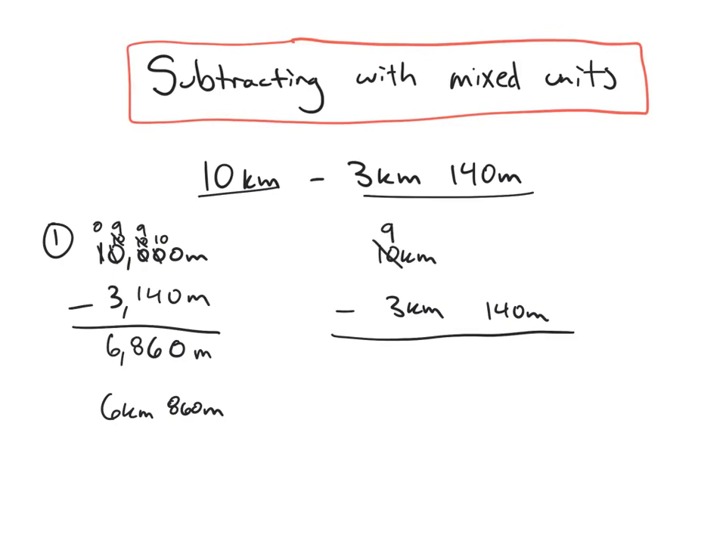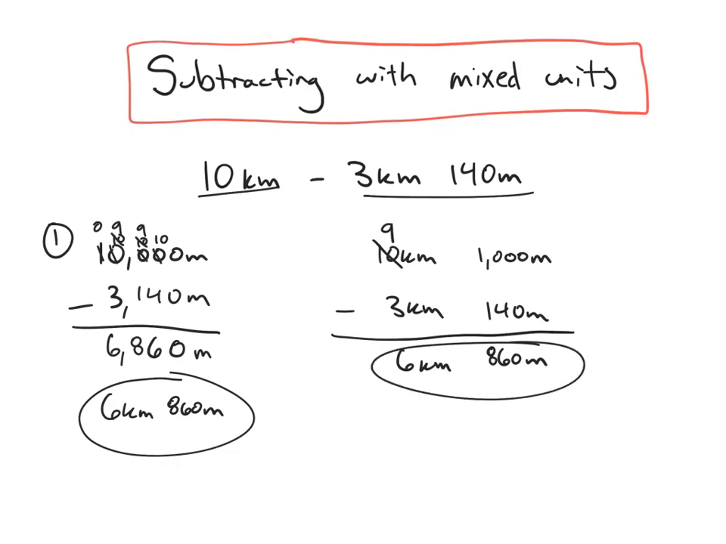So there's 9, and one of those kilometers is the same as 1,000 meters. So now I can subtract 1,000 meters minus 140 is going to be 860 meters. And then 9 kilometers minus 3 kilometers is going to be 6 kilometers. So once again, I get the same answer using both methods. It's just a matter of which one you prefer, converting first and then subtracting, or subtracting first and then converting.